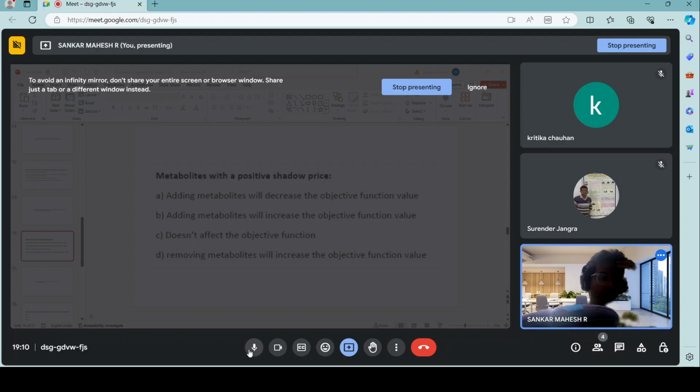Whereas if the metabolite is being removed, then the metabolite is not required by the cell. Here, shadow price would be greater than zero. So the right answer for this question is option D, which is removing the metabolite will increase the objective function value.